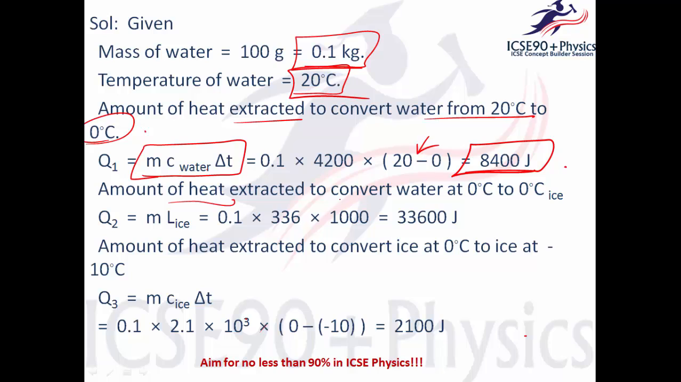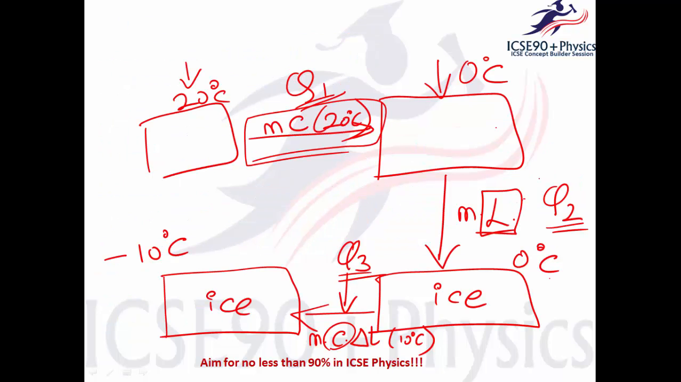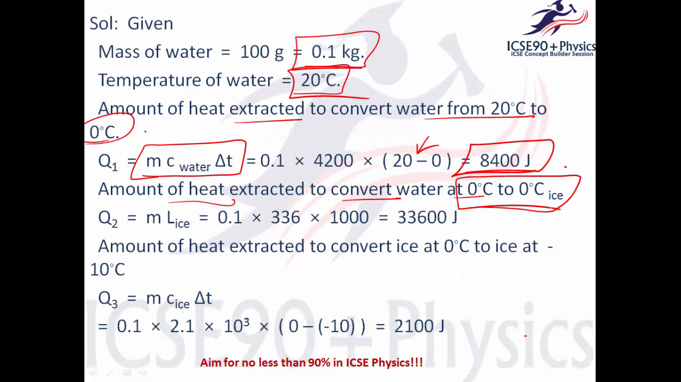Amount of heat extracted to convert water at 0 degrees Celsius to ice at 0 degrees Celsius. This process Q2 is equal to M into L, that means mass of ice times the specific latent heat of fusion of ice, right? So M into L is simply 33,600 joules.